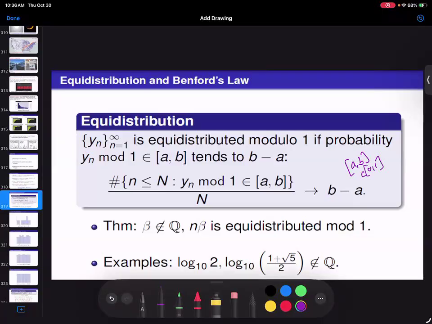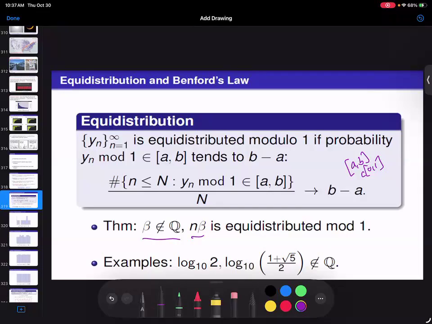If I give you an interval of length 1/2, then if the sequence is equidistributed, half the time it should land in the interval. If I give you an interval of length 1/3, then it would be about 1/3 of the time. There's a beautiful theorem that if I give you any irrational number beta, then n beta is equidistributed mod 1.